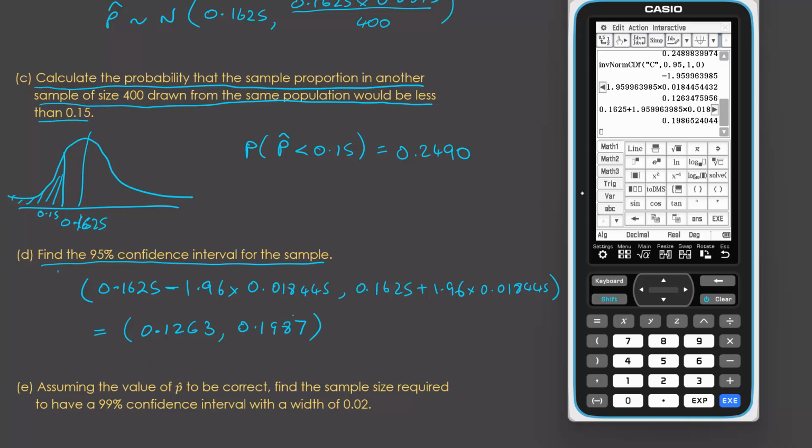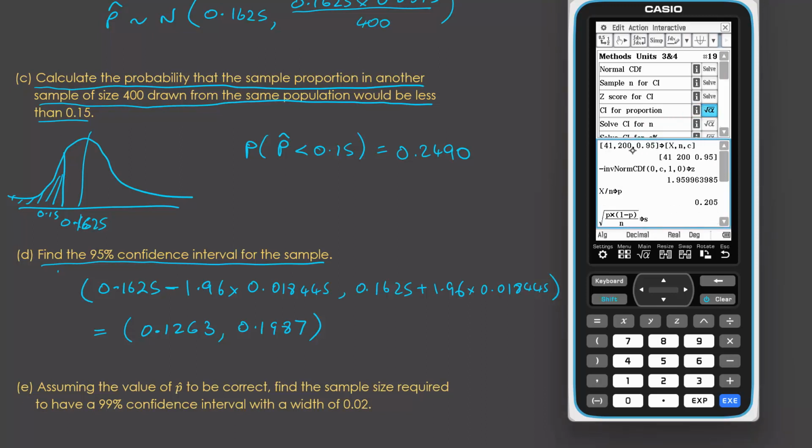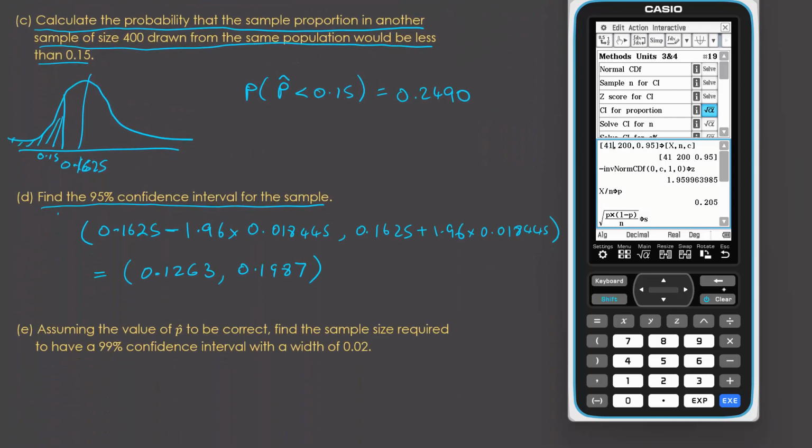Now we could have gone to the E activity to get that. So confidence interval for proportion. Now, what were we told at the beginning of the question? There were, out of the 400, 65. So 65 out of 400, 95% confidence, 0.1263, 0.1987, there it is.